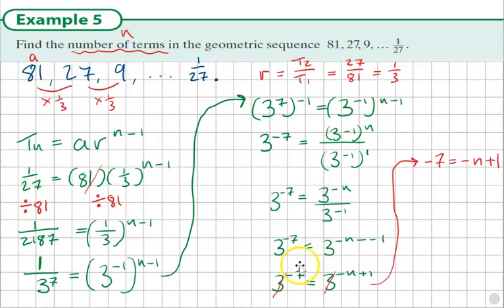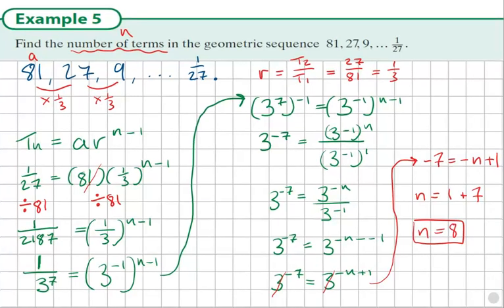Now we can cancel out the 3's because we have the same base on each side. So we can say -7 is equal to -n plus 1. And now solving for n, we get n is equal to 1 plus 7. So n is equal to 8.